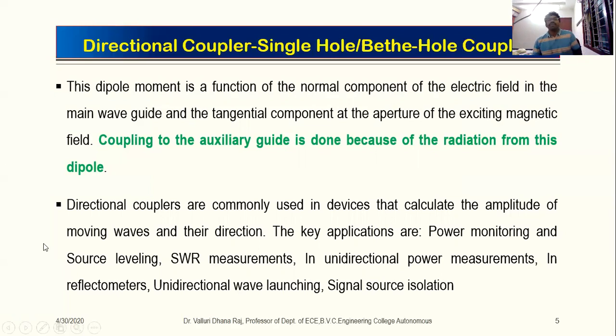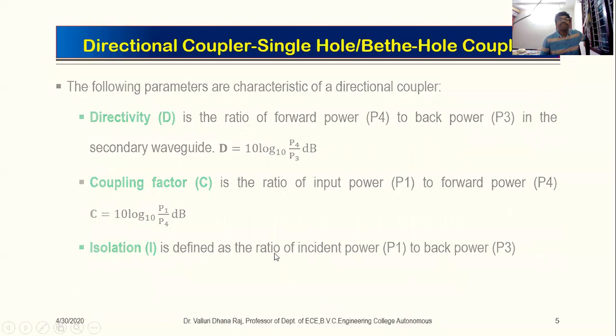So directional couplers are commonly used devices that measure the amplitude of moving waves and their direction, which means these are power monitoring devices. We can see other applications such as SWR measurements, unidirectional power measurements in reflectometers, and wave launching and signal source isolation. In all these cases, a directional coupler plays a major role.